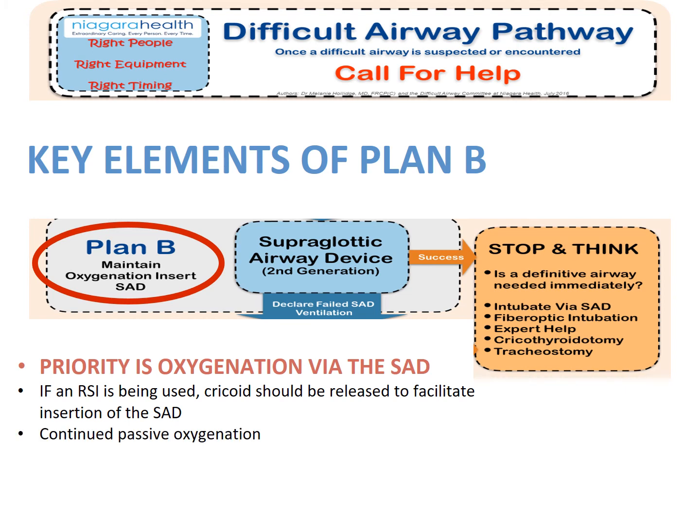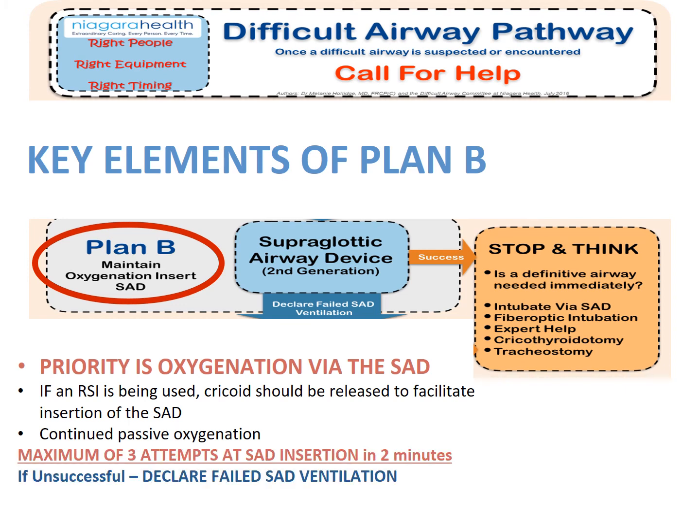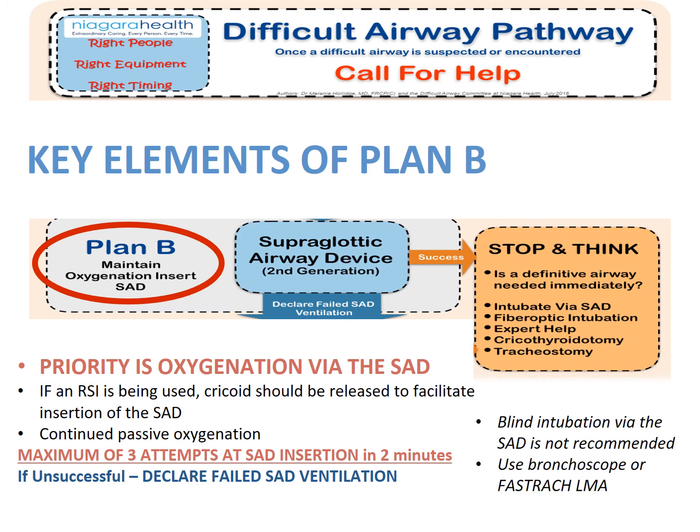We want to continue passive oxygenation like we talked about through the nasal cannulas, whether regular ones or high flow. And again, maximum of 3 attempts with that supraglottic airway device in 2 minutes. If you cannot get that supraglottic airway device in and you cannot oxygenate your patient, you must declare that you have a failed supraglottic airway device ventilation and prepare to move on to Plan C.